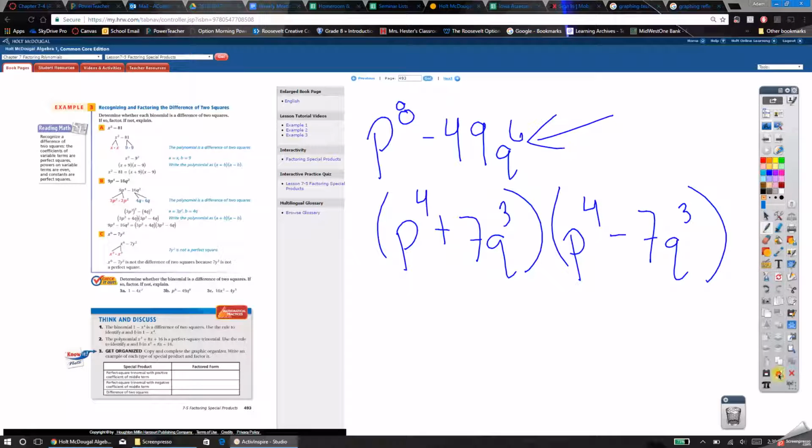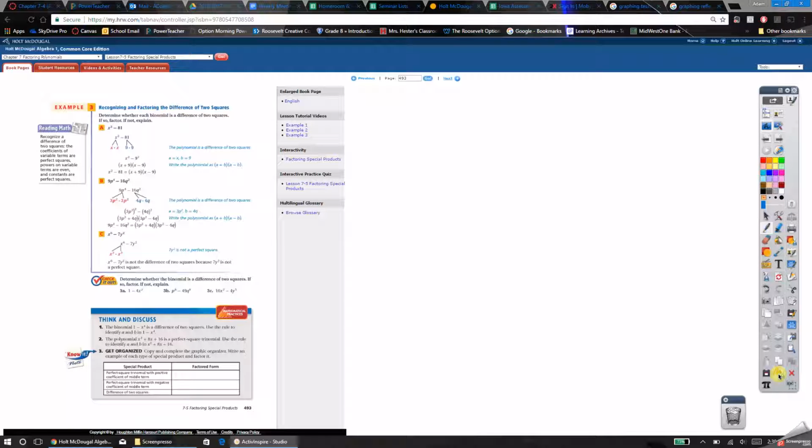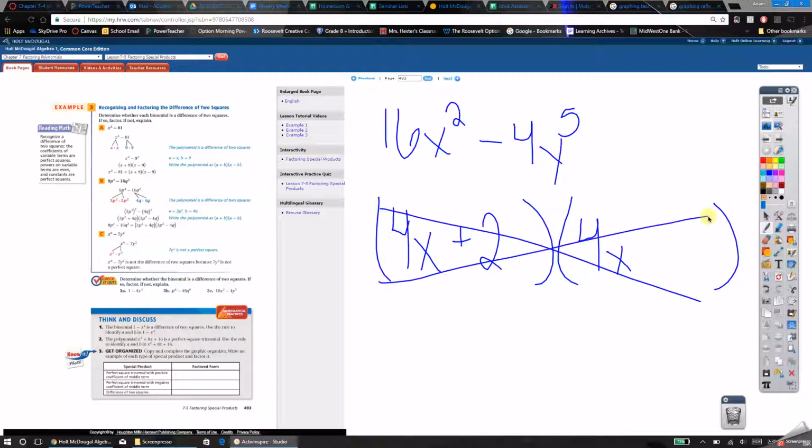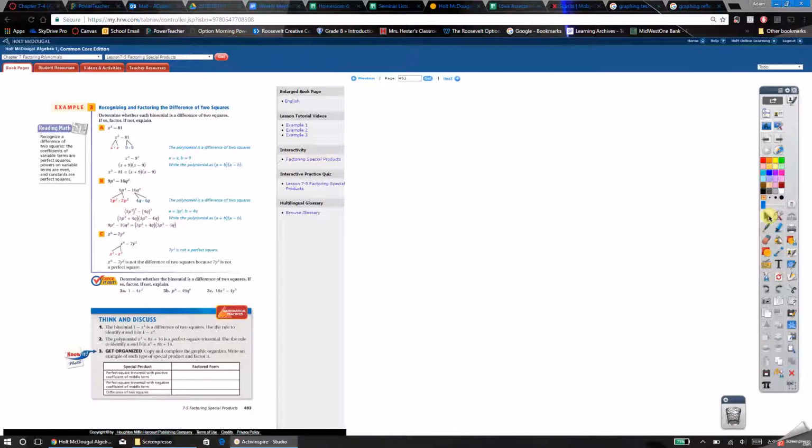3C, clear this off again. The original is 16x squared minus 4y to the 5th. The square root of 16x squared would be 4x. And then the square root of 4 would be 2. The square root of y to the 5th is not possible. So this is not the difference of two squares. So 3C did not work. That's how I was able to tell the difference. Hopefully that helped.